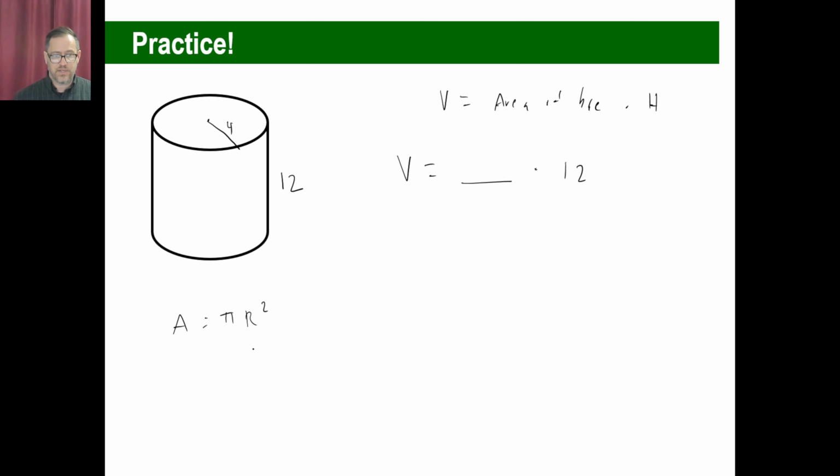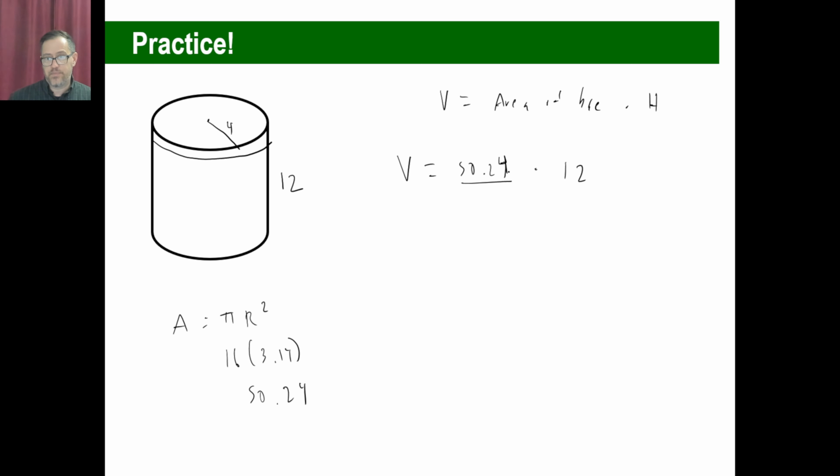Well, 4 squared is 16, and we can say 16 times 3.14. That'll give us 50.24. That's what goes in here. In other words, the volume of one layer like this is going to be the 50.24 cubes that will fit in there. But we don't want just one layer, we want 12 layers. Okay, so that's supposed to be a 4 there.